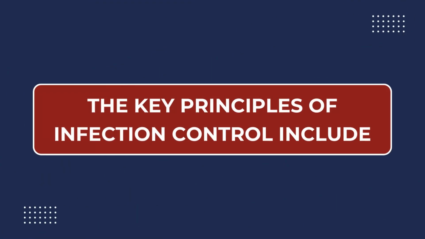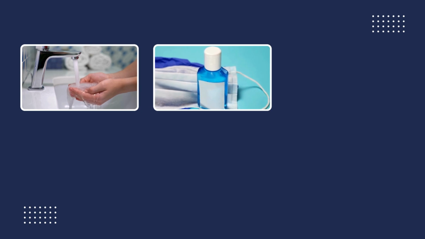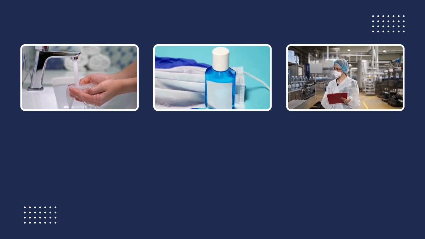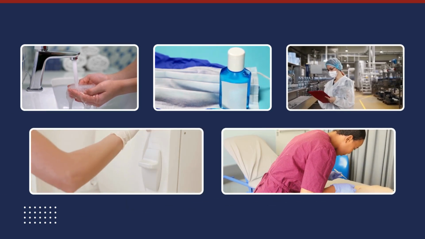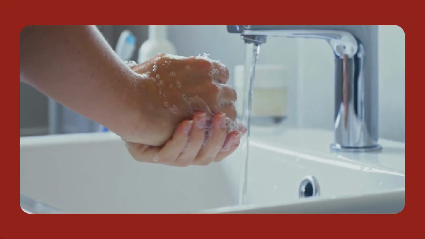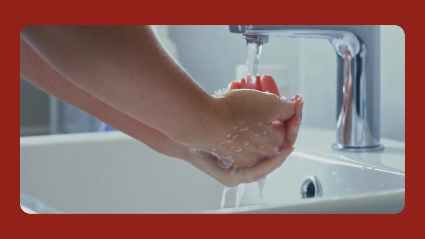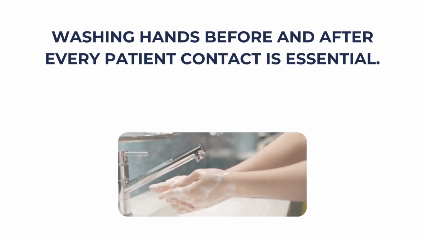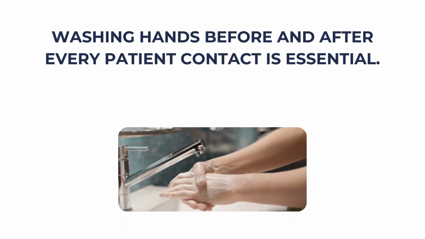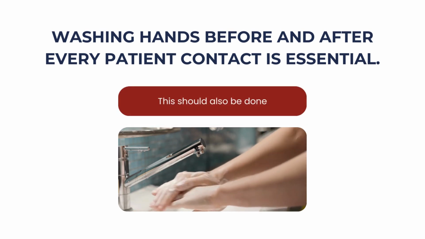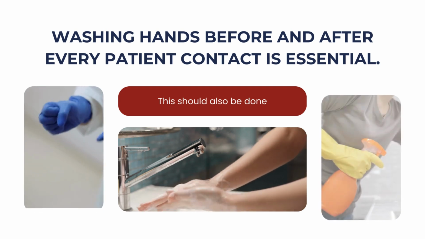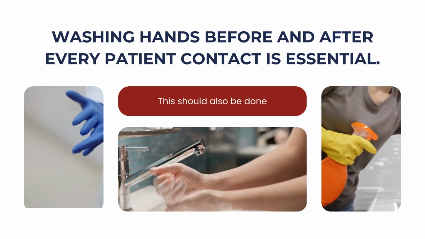The key principles of infection control include hand hygiene, personal protective equipment, environmental control, sterilization and disinfection, and safe injection practices. The single most important measure in infection control is hand hygiene. Washing hands before and after every patient contact is essential. This should also be done before and after wearing gloves and whenever you are in contact with contaminated surfaces.